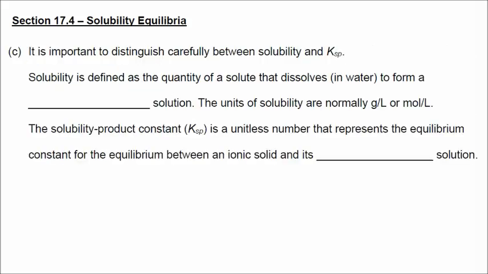It is important to distinguish carefully between the term solubility, which is the quantity of a solute that actually dissolves to form a saturated solution, and the term solubility product constant, which is the number representing the equilibrium constant for an ionic solid and its saturated solution. So solubility has units of either grams per liter or moles per liter, representing how much can dissolve. KSP does not have units and is a constant for a particular equilibrium situation.